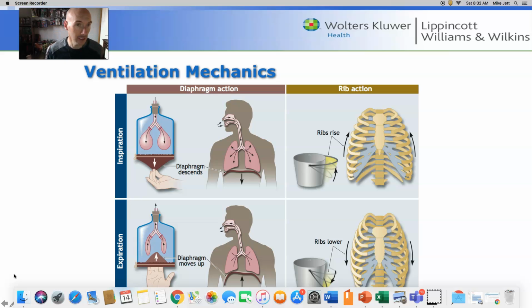But there are different things that speed it up. And as we'll see when we exercise, the rate of contraction of the diaphragm actually is sped up, and that allows us to move air in and out faster, which is required when we're exercising.